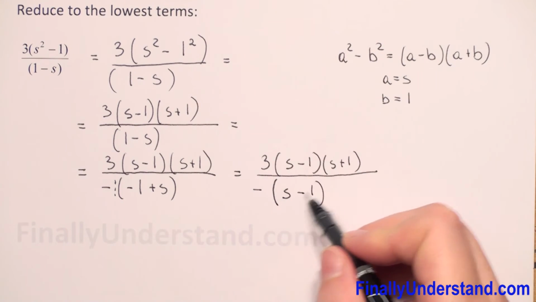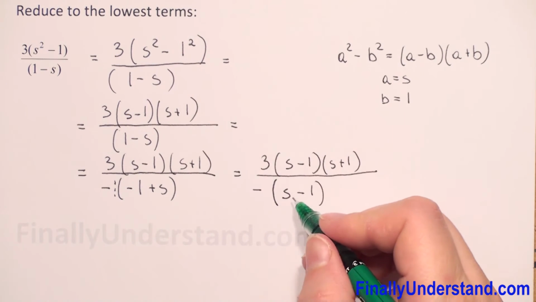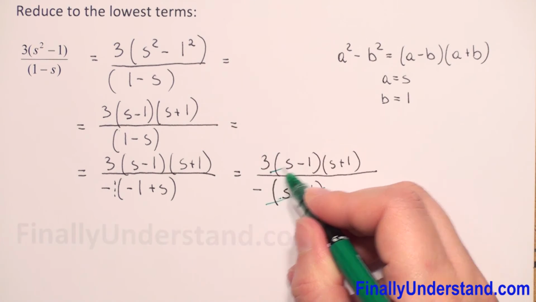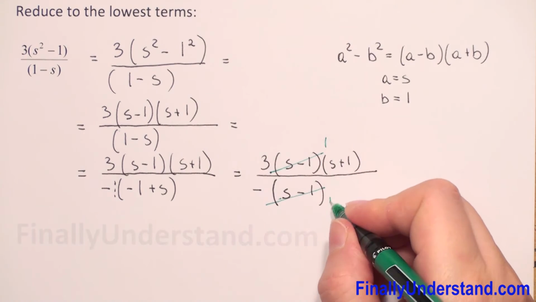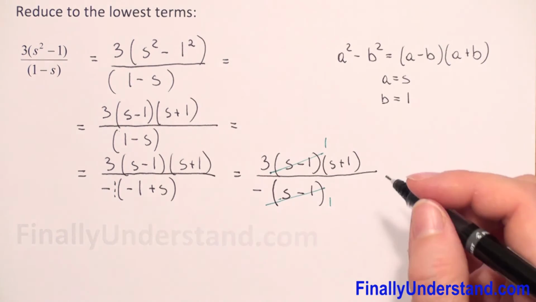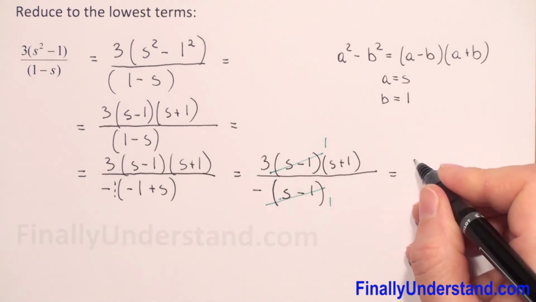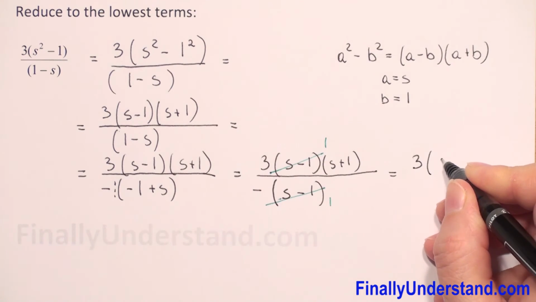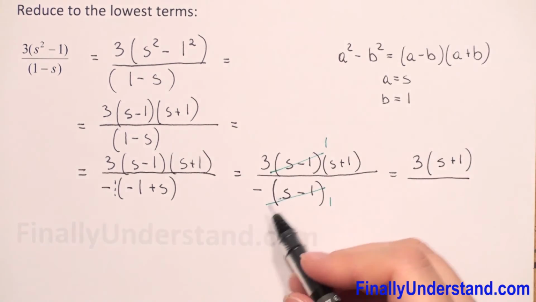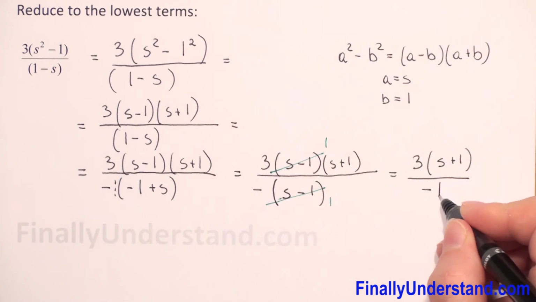Now we see that we have exactly the same expression in the numerator and in the denominator in the parentheses, s minus 1 and s minus 1. So when we divide, it will be 1. S minus 1 divided by s minus 1 is 1. So this is equal to 3 times 1 is 3, and in parentheses we have s plus 1, and in the denominator we have negative 1 times 1, which is negative 1.